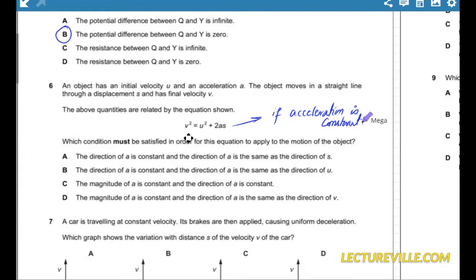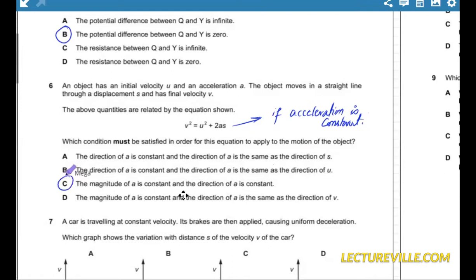And remember, acceleration constant means direction of acceleration is also constant. Some only think of acceleration as a magnitude, but as acceleration is a vector quantity, it is affected by direction as well. So which option is correct for this one? The direction of a is constant and direction of a is the same as the direction of s. It is not necessary. The direction of a is constant and direction of a is the same as direction of u. That is not necessary as well. The magnitude of a is constant and direction of a is constant. So that is the answer for this one.